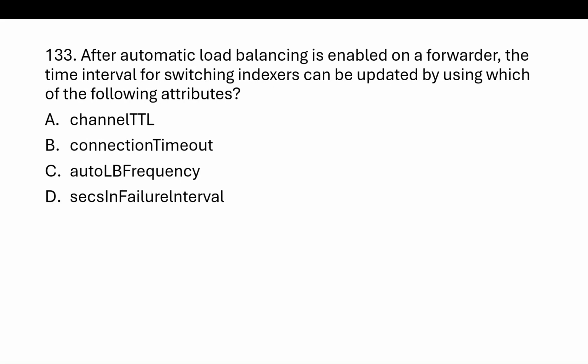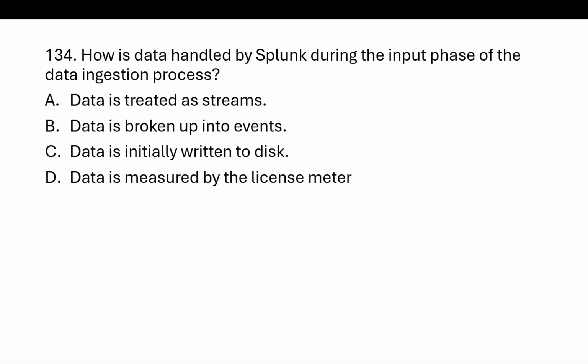Question number 133. After automatic load balancing is enabled on a forwarder, the time interval for switching indexers can be updated by using which of the following attributes? Here are the possible options, and the answer is option C, autoLBFrequency. Question number 134. How is data handled by Splunk during the input phase of the data ingestion process? Here are the possible options, and the answer is option A, data is treated as streams.